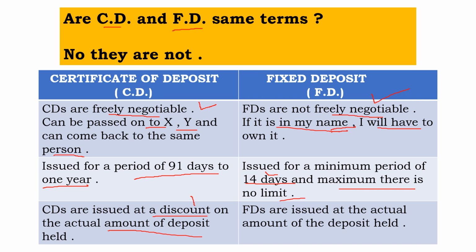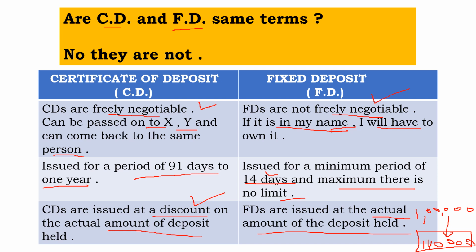Third point: CDs are issued at a discount on the actual amount of the deposit held. I have already explained what this means. FDs are issued at the actual amount of the deposit held. Now, if you are going to the bank to fix an FD, say for 1 lakh, how much will they charge you? You will have to pay them 1 lakh. Only then can you get that FD. You have to initially deposit that 1 lakh, and maybe on maturity you may get 1,50,000 or 1,40,000, depending upon the rate of interest prevalent in the market, which varies from bank to bank and from time to time, right? So this is how you will earn on the FD.